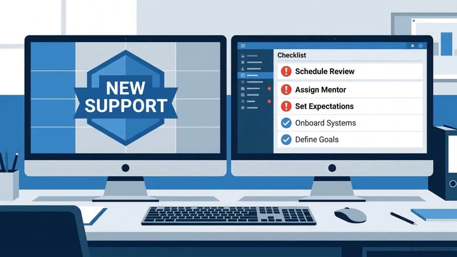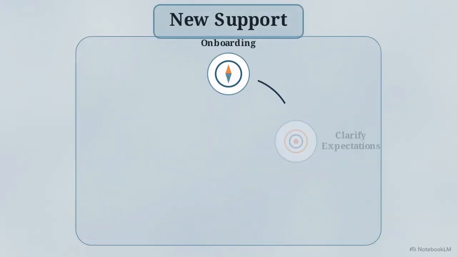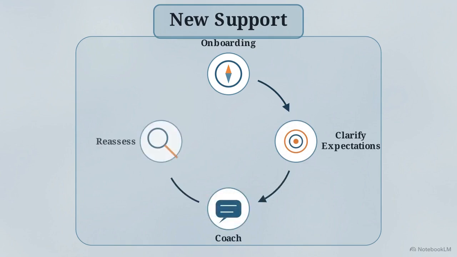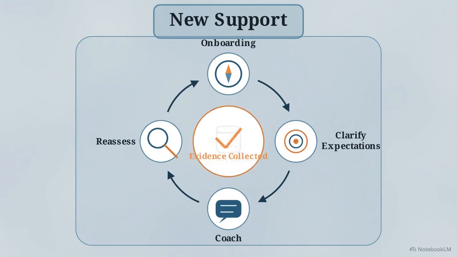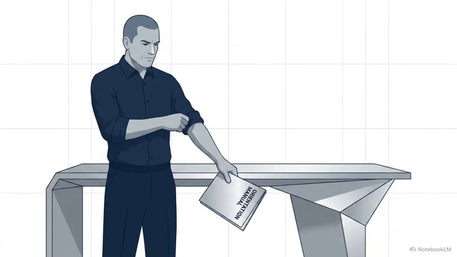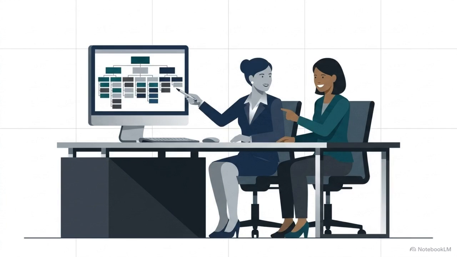The matrix applies a label, and then it dictates exactly what a leader must do next. Inside the new support box, a manager is mandated to provide structured onboarding, clarify expectations, coach the employee, and reassess only when evidence exists. These actions follow a strict monthly rhythm, ensuring continuous, practical guidance. This mechanic forces the manager to change their behavior. It stops them from acting as an early critic, turning them into an active, invested coach.